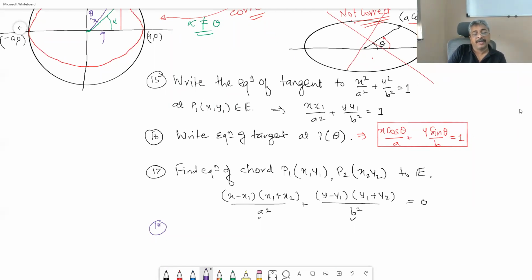Correct, theoretically. But we are trying to develop our tools. We cannot afford to spend time in developing the equation of chord later on while solving problems.